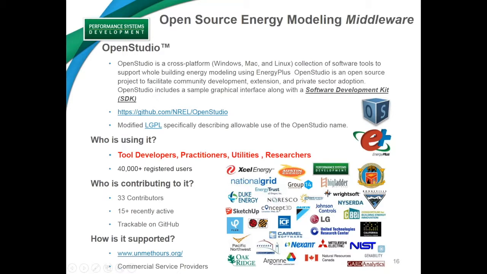OpenStudio is an example of a piece of open source software that actually releases every 2 weeks, roughly 2 to 3 weeks. There's a new version that comes out. Roughly every 3 months, a new major version. So very fast moving piece of software here. How is it supported? How is this open source middleware supported? Well, again, community support through Unmet Hours, and also a number of commercial service providers who will provide fee for service consulting or training or individual mentoring services.